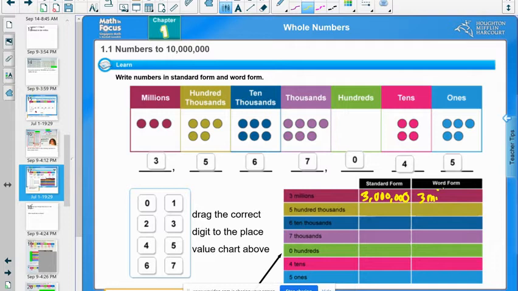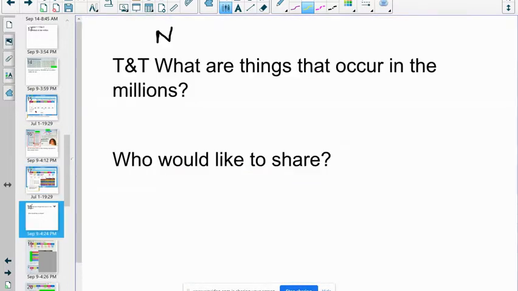3,000,000,000, 3 million. Okay. So again, looking at standard form and then word form. And I don't think it's necessary to go through the rest of these columns, but you guys get the point. Let's take a look at this.